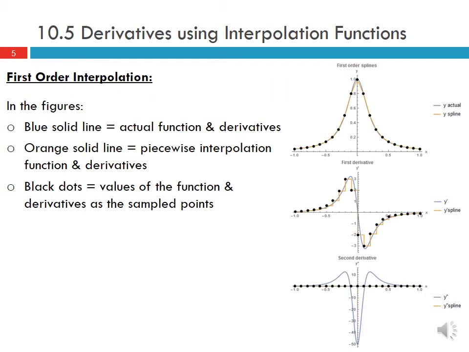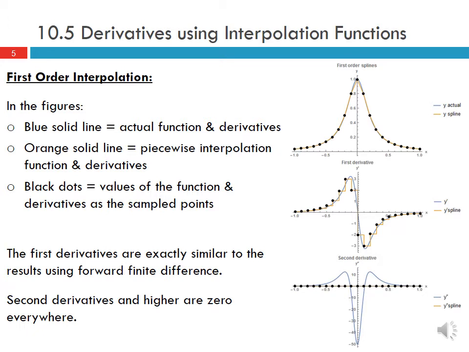So first let's talk about first-order interpolation, where we fit a linear function between each of our subintervals or each of our data points. So in these figures, the blue solid line is the actual function and its derivatives, and again we're considering the Runge function. The orange solid line is the piecewise interpolation function and its derivatives, and the black dots are the values of the function and the derivatives at the sampled points.